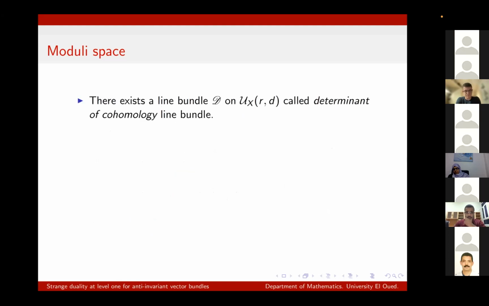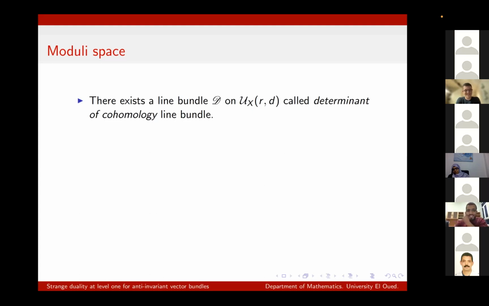Okay, there is another definition which is very important in our case, which is the determinant of cohomology line bundle. Over this variety that we just saw, the moduli space of rank R vector bundles and degree D, there is a line bundle over this moduli space. It is called the determinant of cohomology line bundle, which is defined as the determinant of cohomology of the higher direct image.